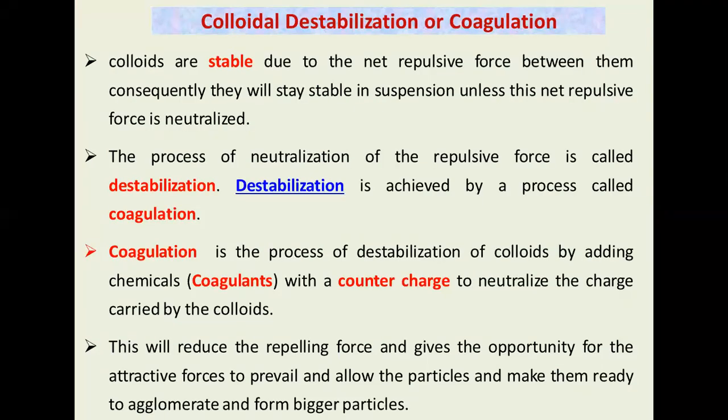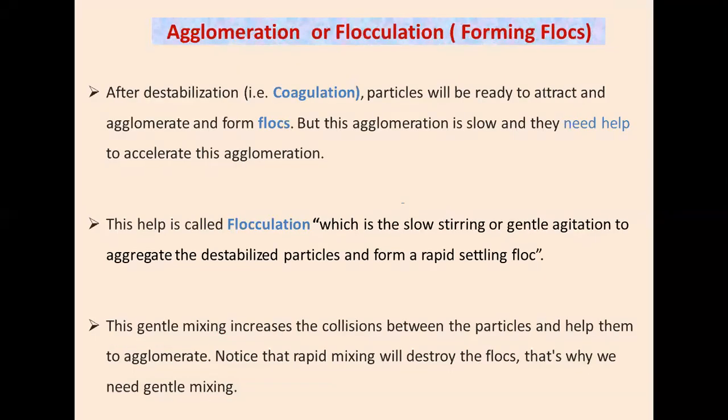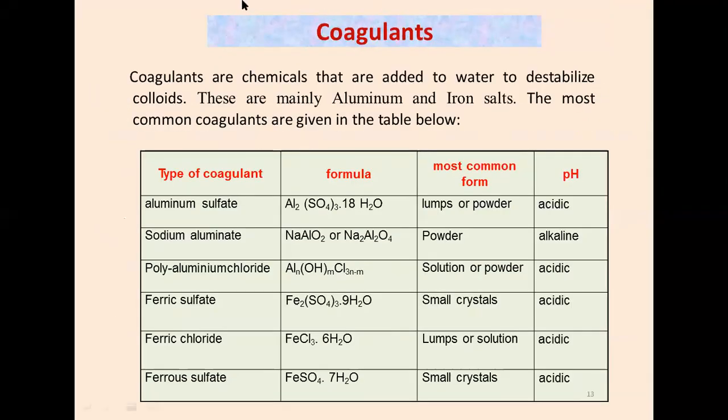From coagulation and flocculation, I think this point we have written. Write the title there, coagulants. In that, just write down the names: aluminum sulfate, sodium aluminate, polyaluminum chloride, ferric sulfate.